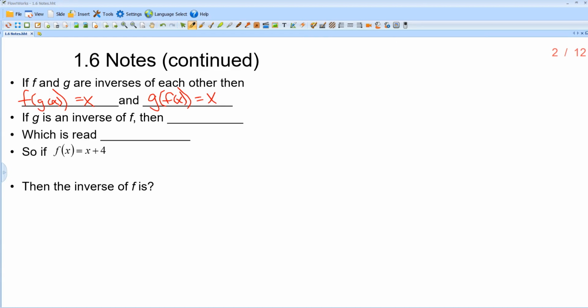If g is an inverse of f, then what we can say is g of x is equal to f inverse of x. So when you see this little -1 here, this is read as f inverse of x. It's not a power by any means. It's not like I'm raising this to the negative first power. It's just the way that we denote inverse.